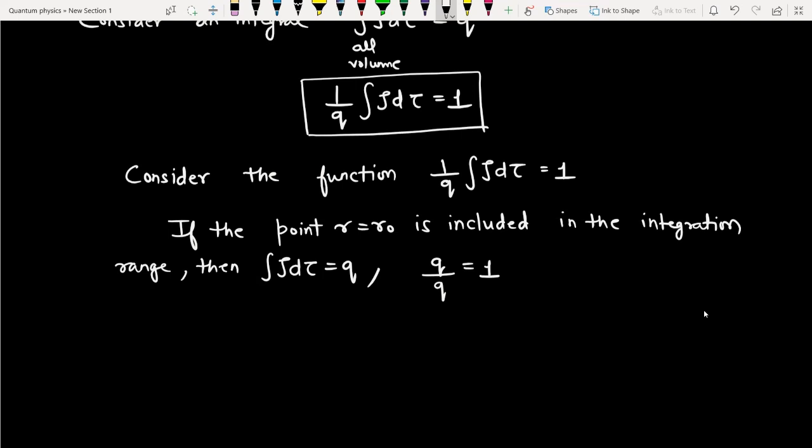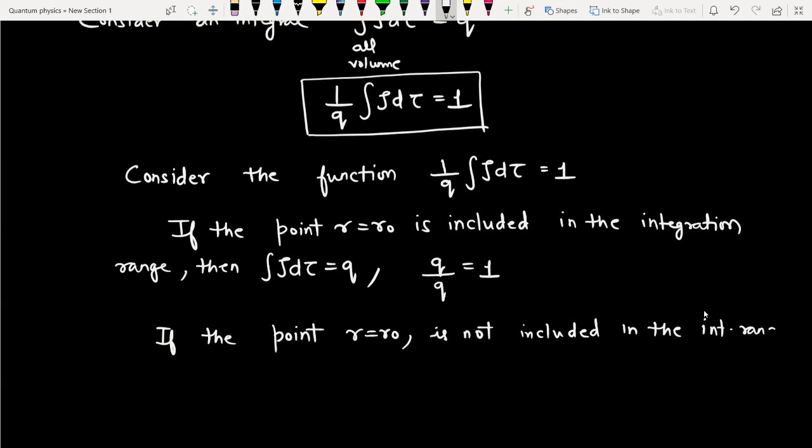So therefore, if the point r equal to r naught is not included in the integration range, then the integration of rho d tau would be 0. Therefore 1 over q integration of rho d tau, basically this function, would also be 0.